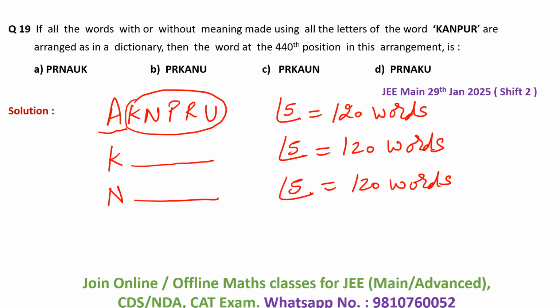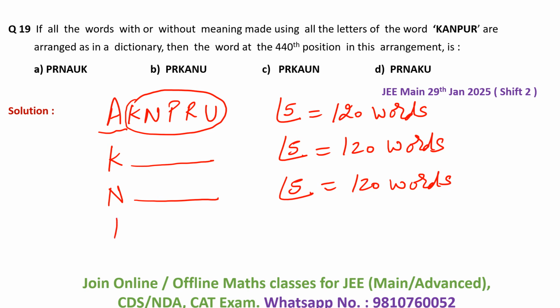Now do not jump to say that now we'll be writing all the words starting with P, because it will add up to 480. 360 plus 120 is 480, which is more than 440. So this clearly means that the required word is going to fall in the list of the words which are going to start with P. So here you have to move slowly and be careful.